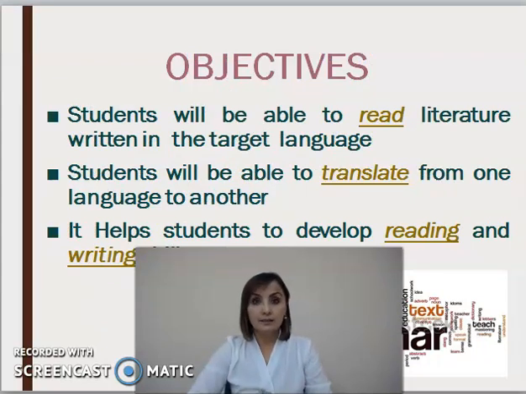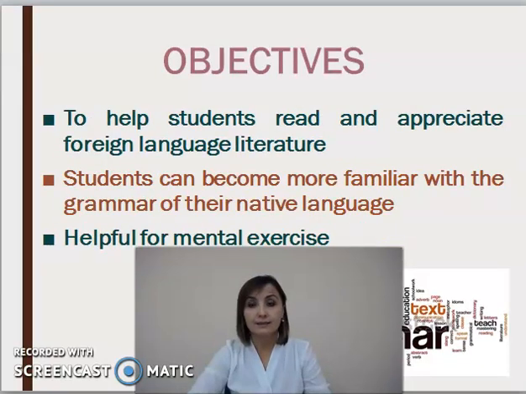So the objectives of the grammar translation method. Students will be able to read literature written in the target language. Students will be able to translate from one language to another. It helps students to develop reading and writing skills. To help students read and appreciate foreign language literature, students can become more familiar with the grammar of their native language. Helpful for mental exercise.